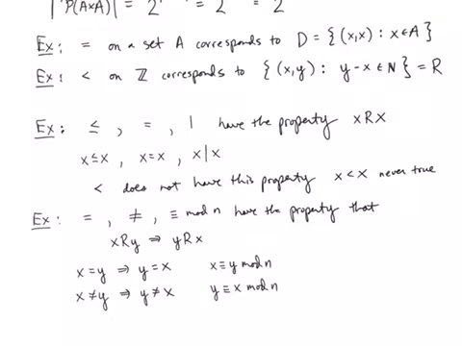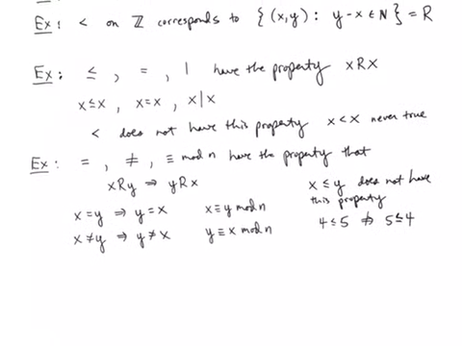But for example, x less than or equal to y does not have this property. Because, for example, 4 less than or equal to 5 does not imply that 5 is less than or equal to 4. And so for some x and y, this is true. So if x equals y, then x less than or equal to y and y less than or equal to x are both true, but it's not true for all x, y.